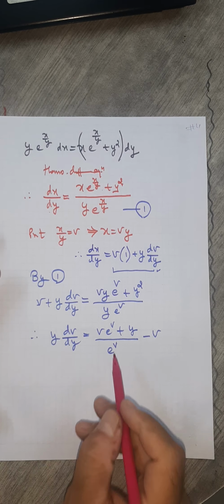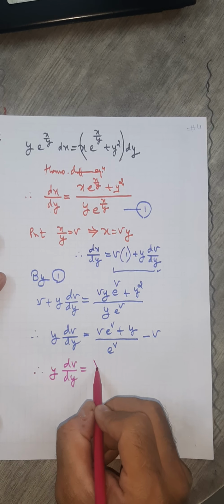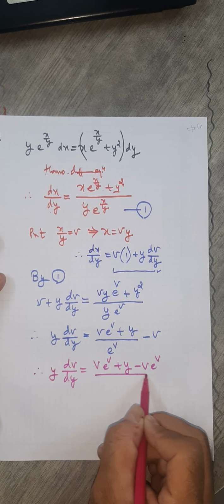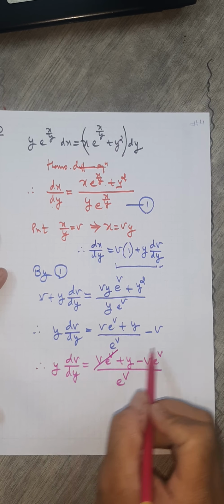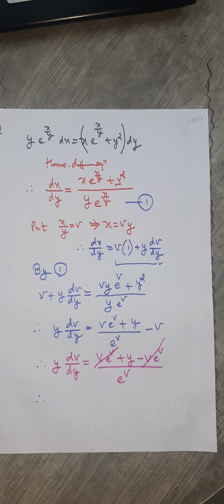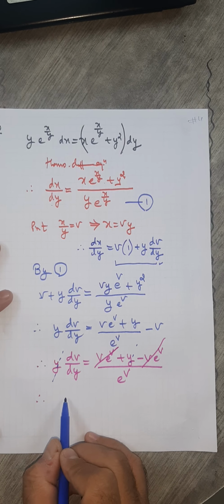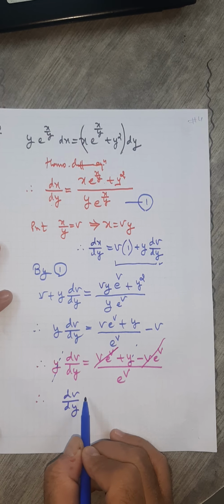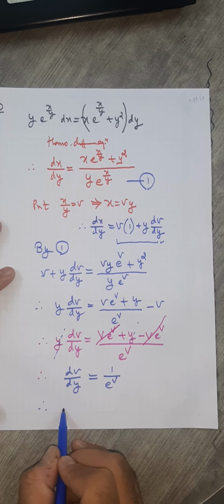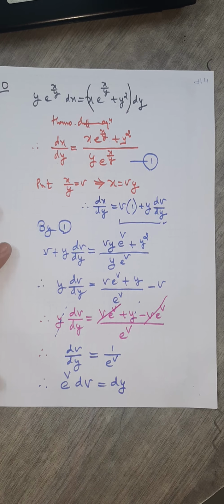Now just take the LCM, left hand side as it is, remember I'm just copying. v into e raised to v plus y minus v into e raised to v, upon e raised to v. This will get cancelled. Even after cancelling this, you can see that this y will get cancelled with this y. So we are getting dv by dy equals just 1 upon e raised to v. Now it's a so simple form, e raised to v into dv equals dy. Finally we are reduced to this.